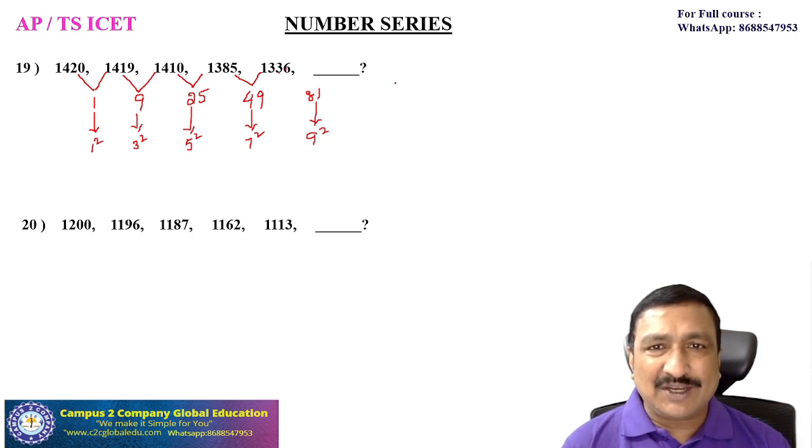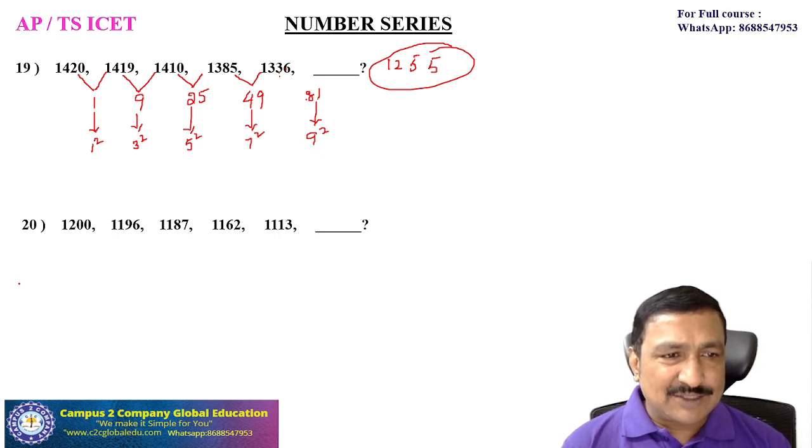So 6 minus 1 is equal to 5. And 13 minus 8 is equal to 5. So here the remaining 12 is left. So the answer for this question is 1255, friends. We will go to the next problem.